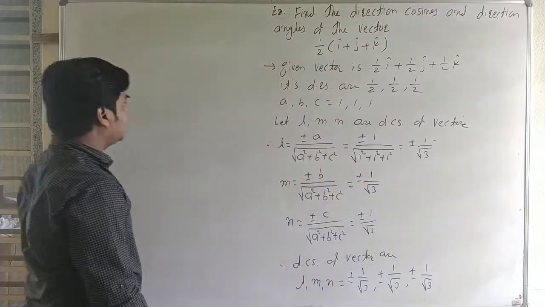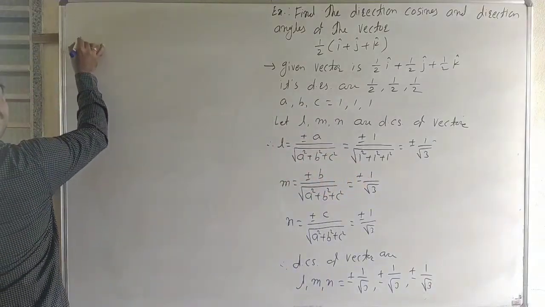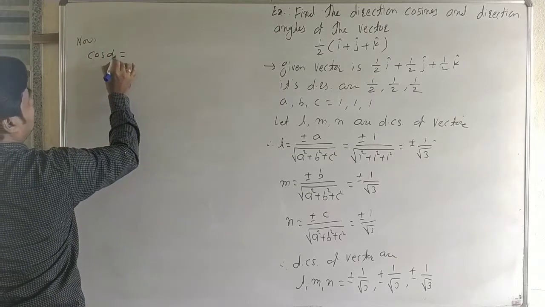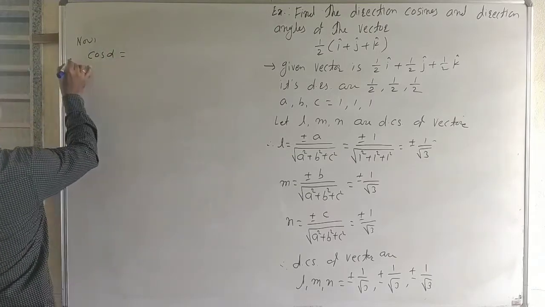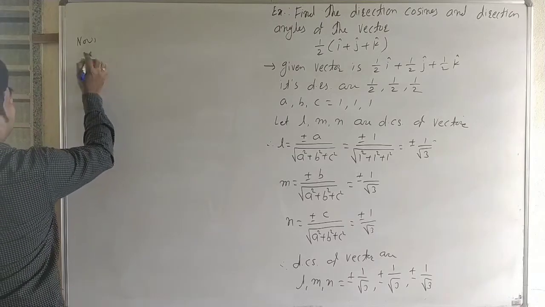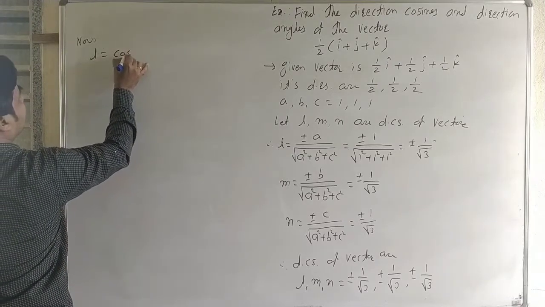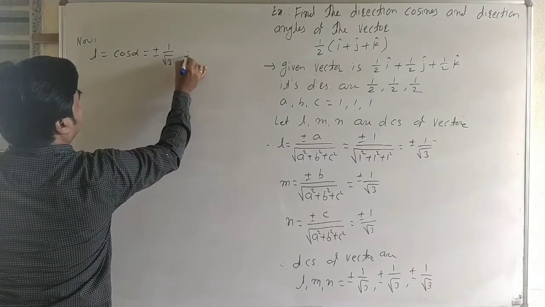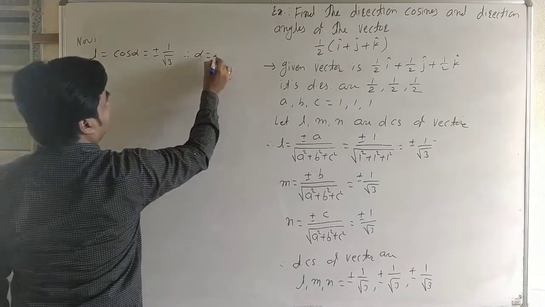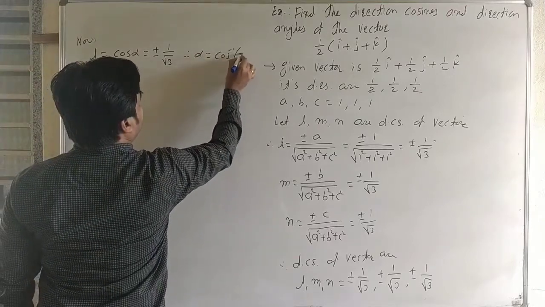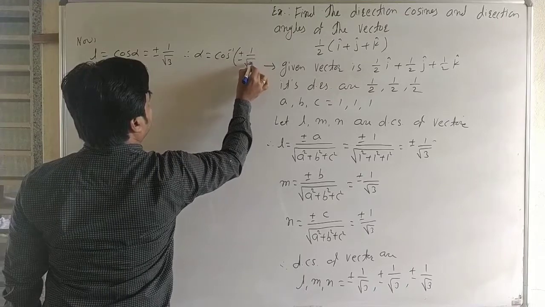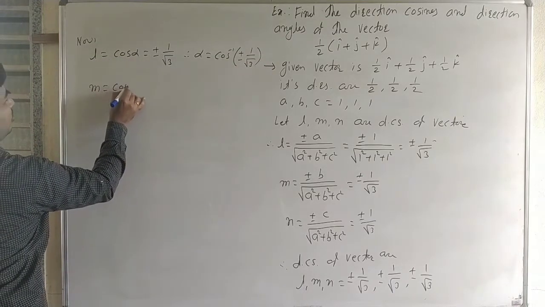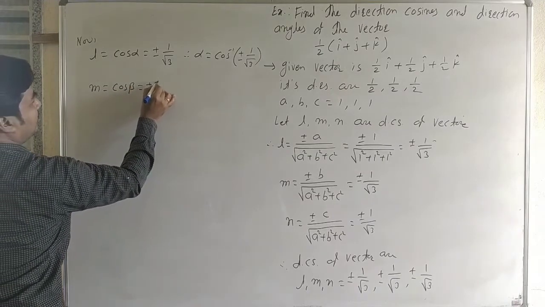Now we find the direction angles. Now L is cos alpha, and it is plus or minus 1 by under root 3. And therefore alpha is equal to cos inverse of plus or minus 1 by under root 3. Then M is cos beta, plus or minus 1 by under root 3.